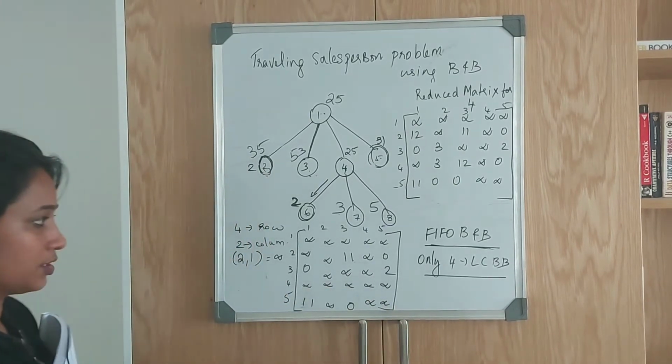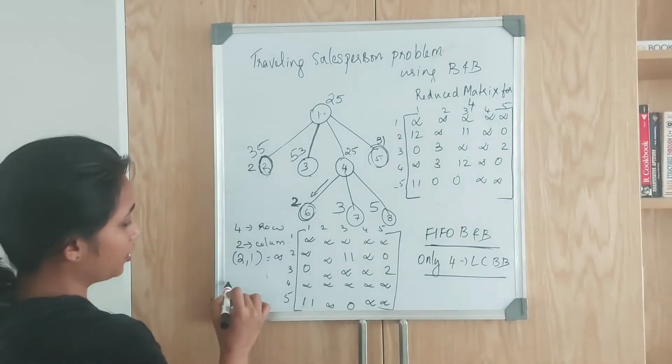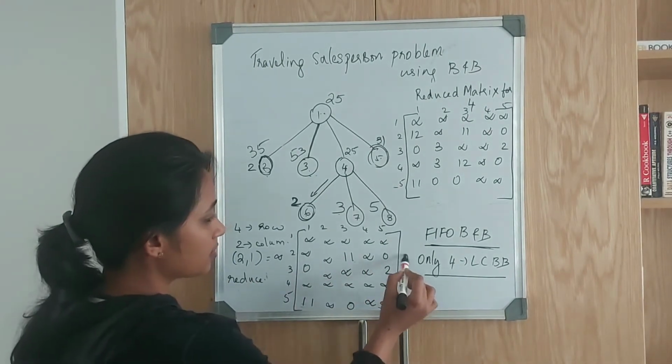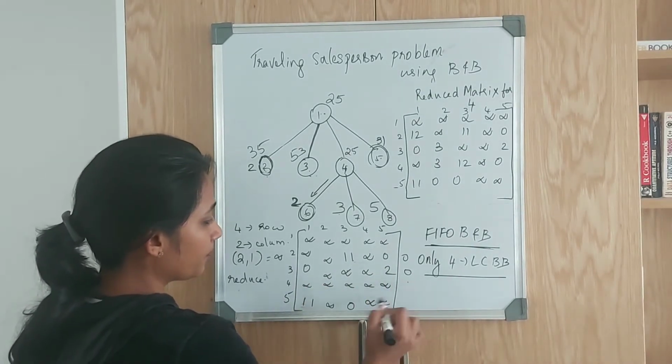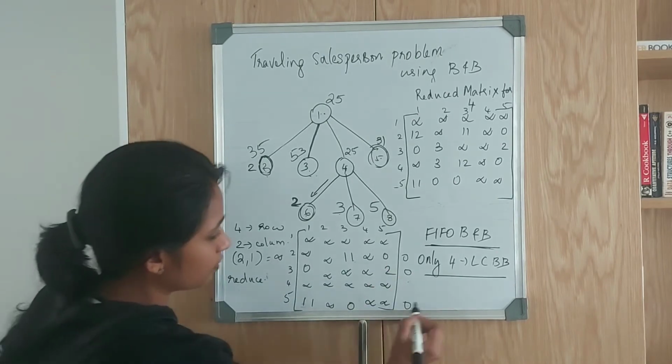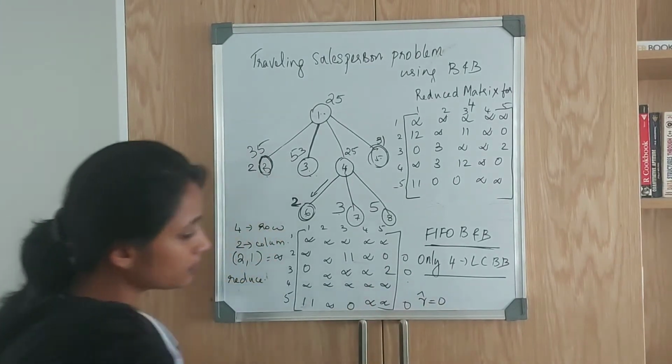So you got it as such. Now next step is what? You have to reduce it. How will you reduce? Row wise. Is there a 0? Yes, there is a 0 here. And column wise, there's a 0, 0, 0. So our cap is equal to 0.